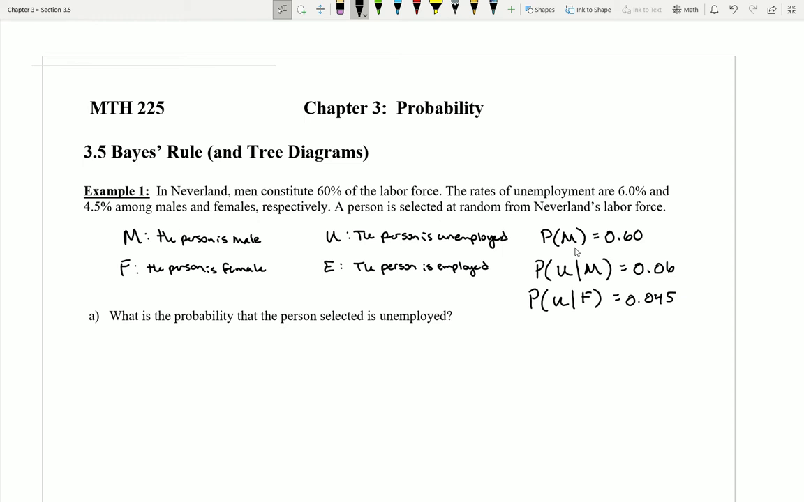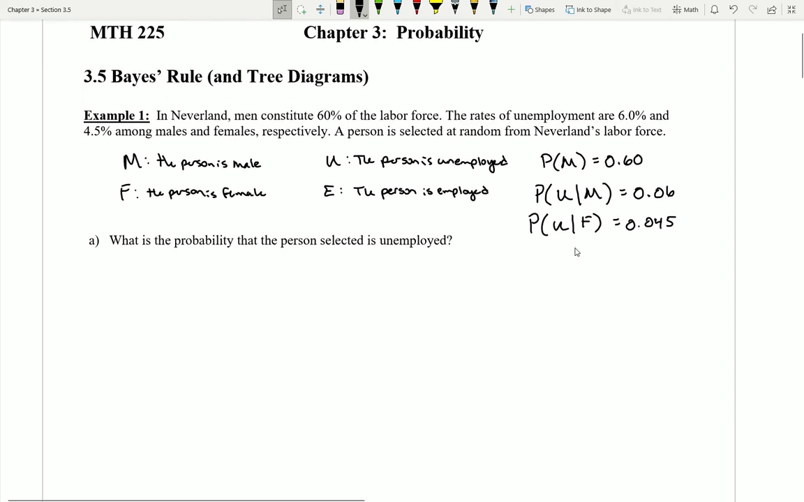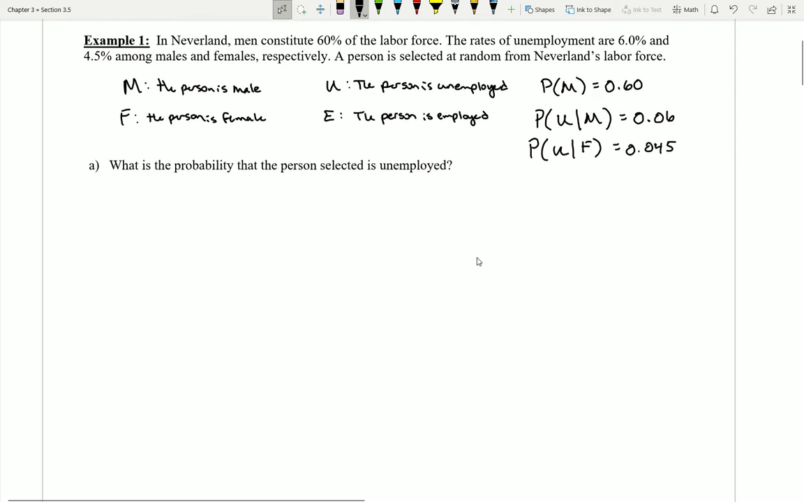Okay, so let's take a look at part A to see how we can answer this question. What is the probability that the person selected is ultimately going to be unemployed? Let's write this down. We want to find the probability that the person is unemployed. But I don't have that information, and it's tough to think about how I could get it. Instead, I'm going to attempt to compute two other things. Let's take a look.